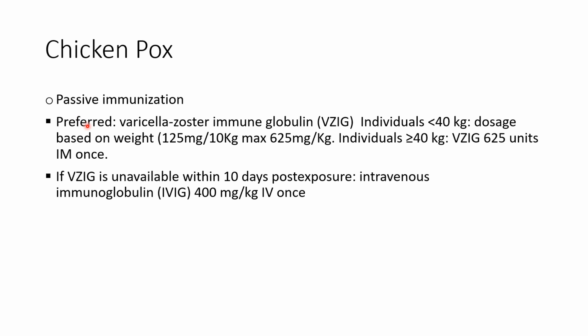Passive immunization: preferred is varicella zoster immune globulin. Individuals less than 40 kg, dosage based on weight, 125 units per 10 kg, max 625 units. Individuals greater than or equal to 40 kg, varicella zoster immunoglobulin 625 units intramuscular once. If varicella zoster immunoglobulin is unavailable within 10 days post-exposure, intravenous immunoglobulin 400 mg per kg IV once.